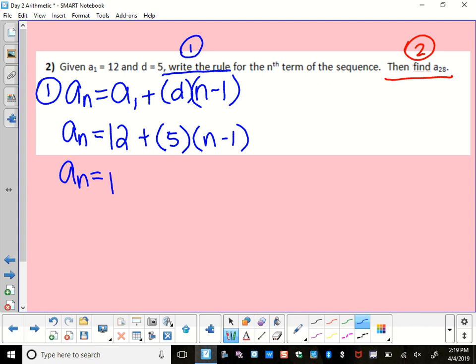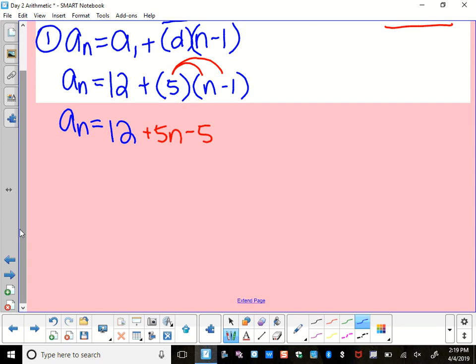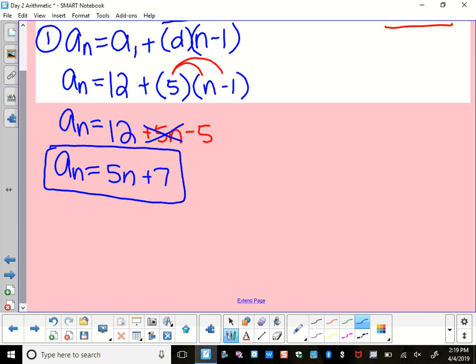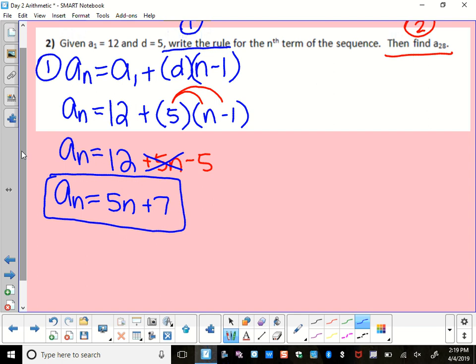Alright, my 12 comes straight down. What is 5 times n? Positive 5n. And 5 times negative 1? Negative 5. Alright, so now let's clean it up a little bit. My variable goes first, so what do I put at the very beginning? 5n. Then what's 12 minus 5? Positive 7. That was part 1. That's my rule.